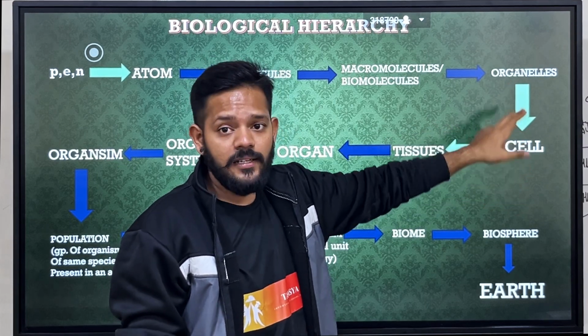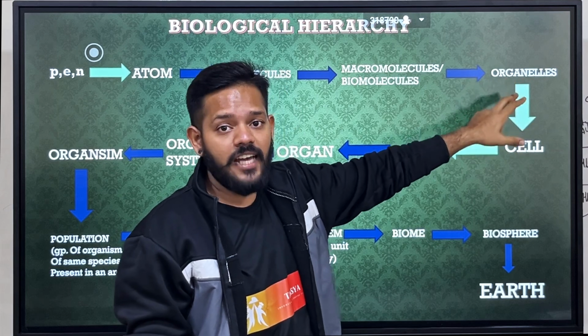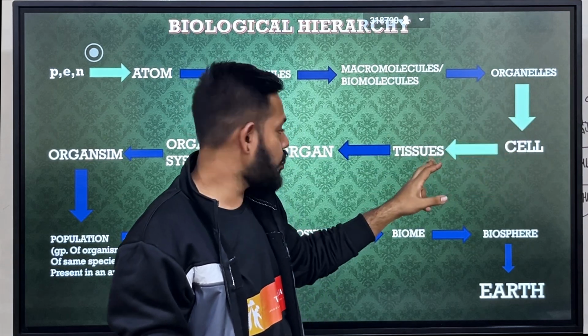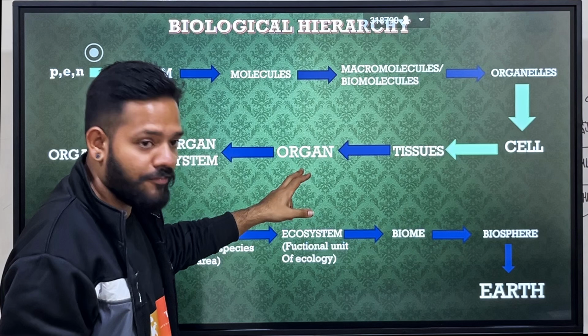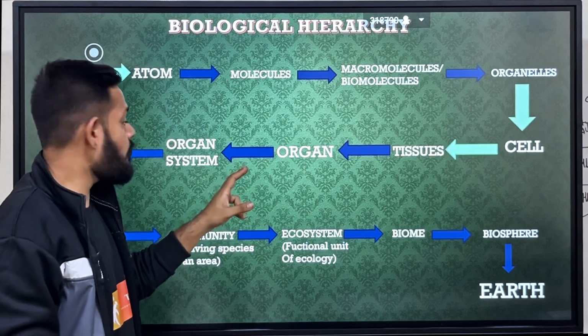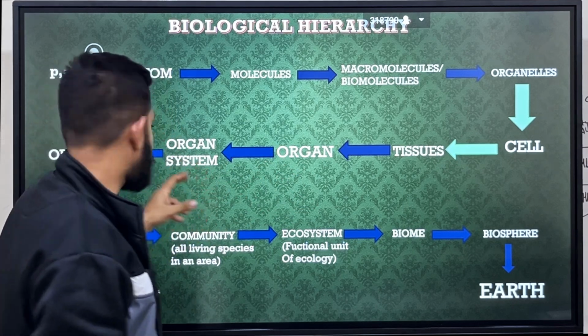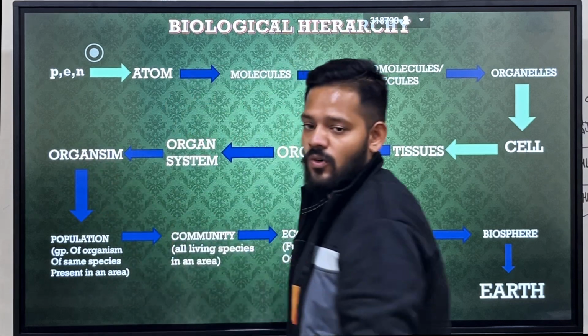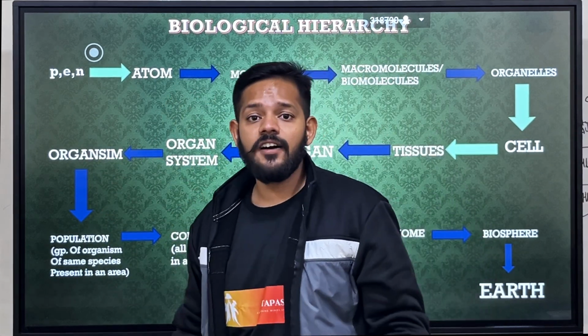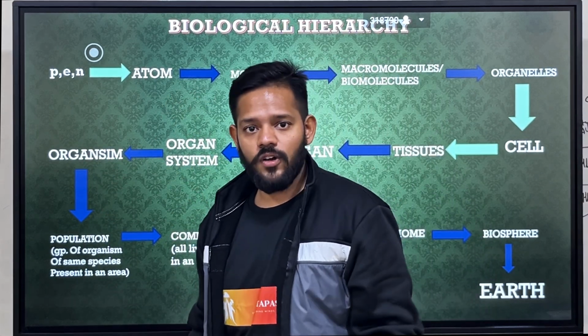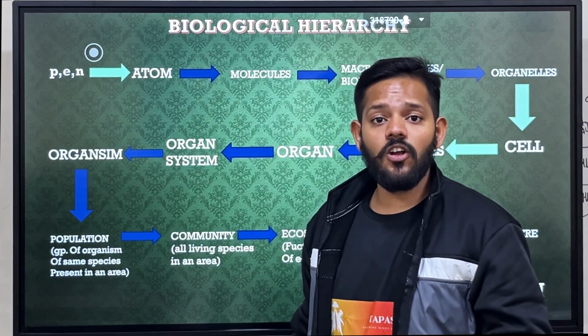Now the cell is a combination of different cell organelles, then cells convert into tissue. Many tissues come together and form an organ. Many organs form an organ system, and many organ systems form an organism. Okay, till here we have our cellular hierarchy. Now it's time for the ecological hierarchy.